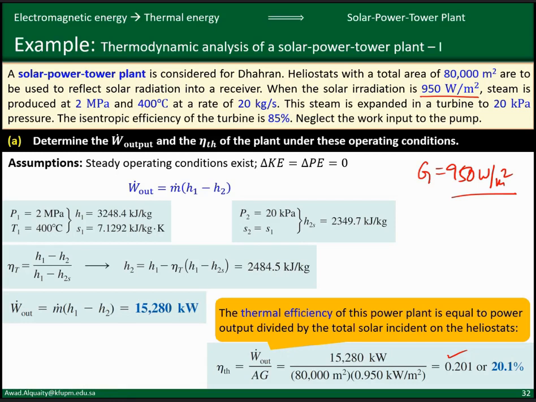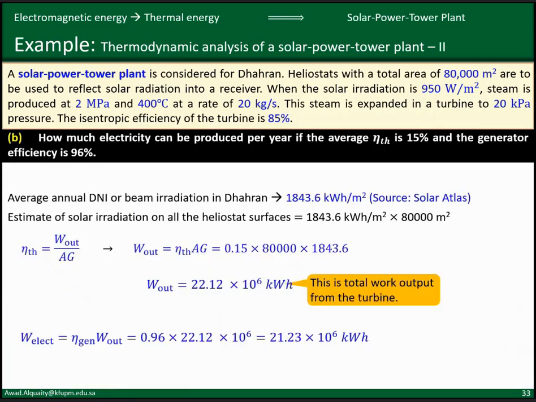Now, let's move on and solve the other part of the problem. So here the question is how much electricity can be produced per year, annually, if the average thermal efficiency is 15% and generator efficiency is 96%. So now what we are saying is, on an annual basis, the thermal efficiency comes out to be 15%, which is exactly the same as, or very close to, what you get with solar PV.